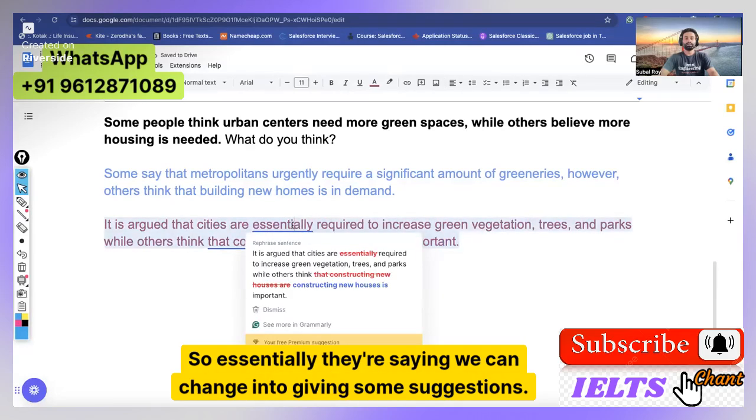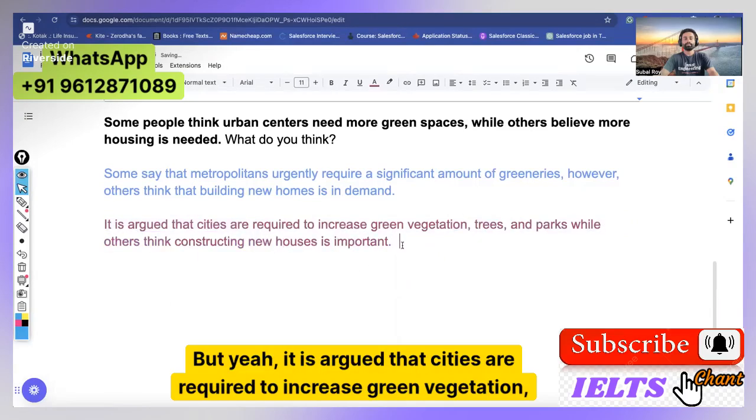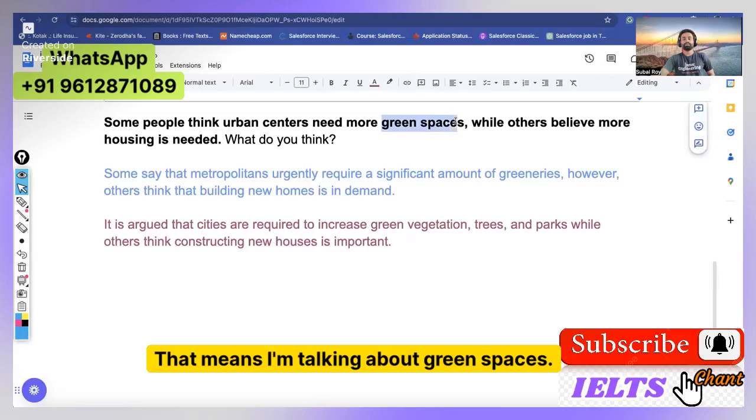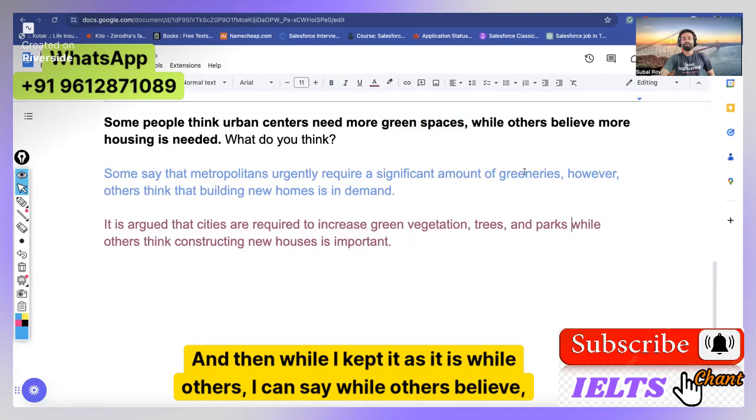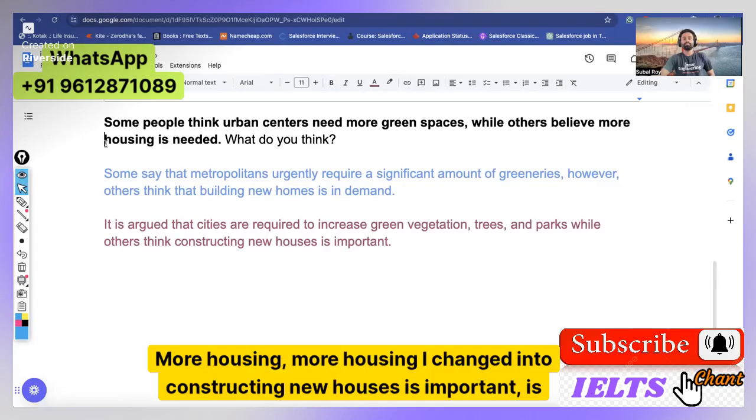So essentially they're giving some suggestions. Yeah, it is argued that cities are required to increase green vegetation, trees and parks. That means I'm talking about green spaces. And then while I kept it as it is, while others believe more housing, I changed into constructing new houses is important, is needed.